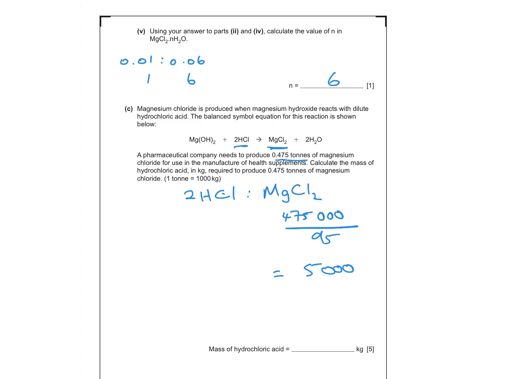Okay, we can see that it's a 1:2 ratio. So that means that we need 10,000 moles of hydrochloric acid. Now we need to convert the moles to a mass. The mass of HCl is going to be 10,000 times 36.5. That gives an answer of 365,000 grams. Now the answer is in kilograms. So to convert grams to kilograms, we divide by 1,000. 365 is the answer.